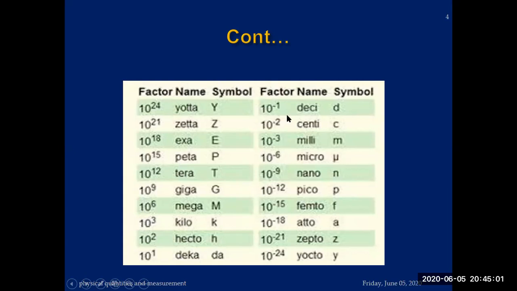Now 10 raised to power minus 1 is deci, 10 raised to power minus 2 is centi, 10 raised to power minus 3 is milli, 10 raised to power minus 6 is micro, and 10 raised to power minus 9 is nano. 10 raised to power minus 12 is pico, 10 raised to power minus 15 is femto, 10 raised to power minus 18 is atto, 10 raised to power minus 21 is zepto, and 10 raised to power minus 24 is yocto.